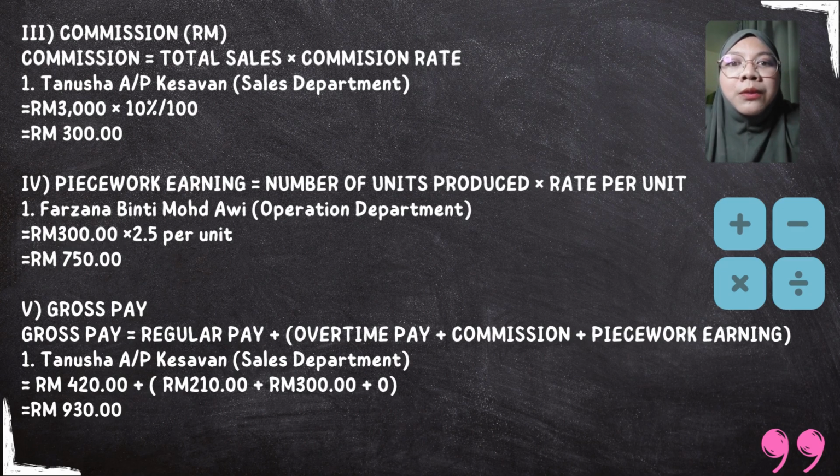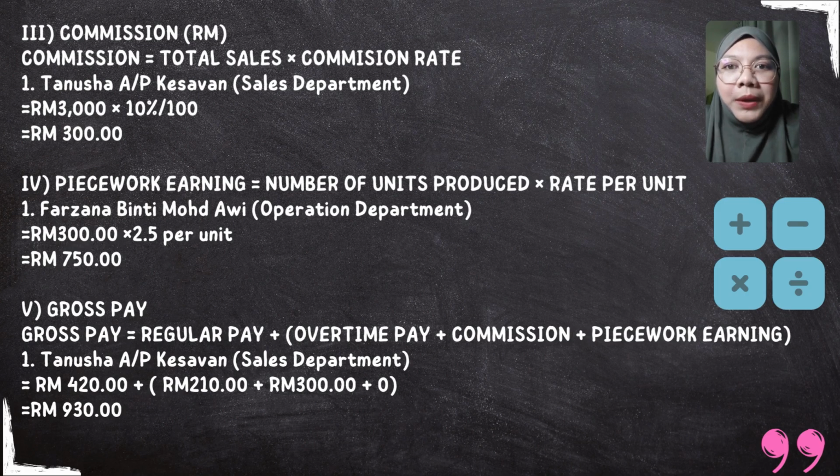Next is piece earning. Piece earning equals number of unit production multiplied by rate per unit. For example, I will take Farzana from the operation department. Farzana can get 300 units multiplied by 2.5 ringgit per unit, and that gets 750 ringgit.